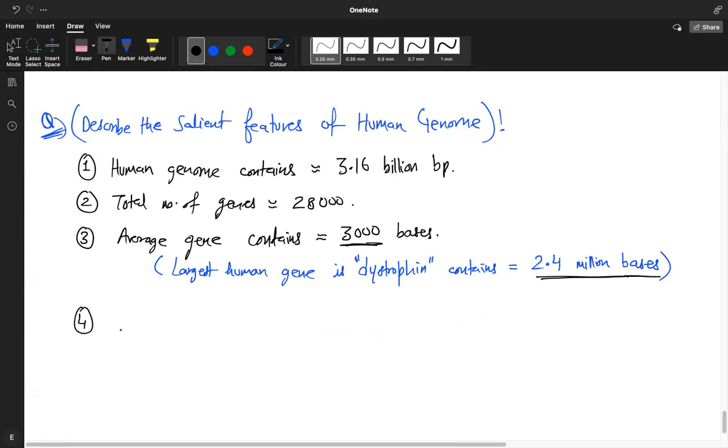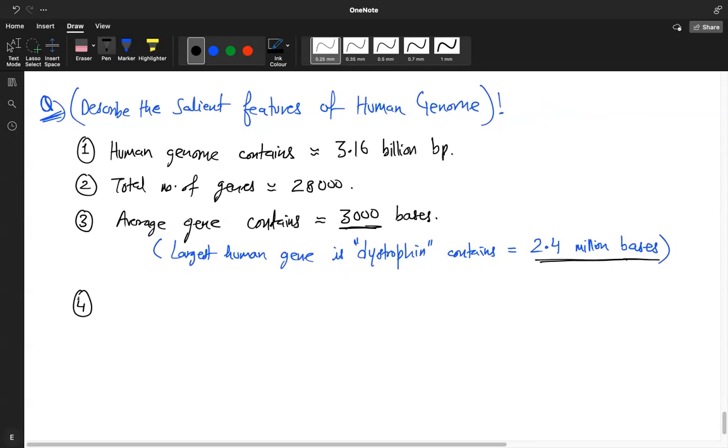And also, what was the most interesting thing found was that 99.9% of nucleotide bases or sequence is same in all humans. 0.1% is what makes all the difference in appearance, color, everything.